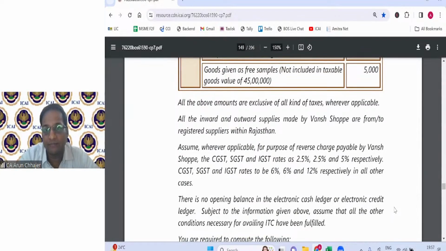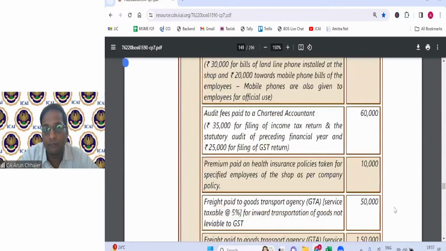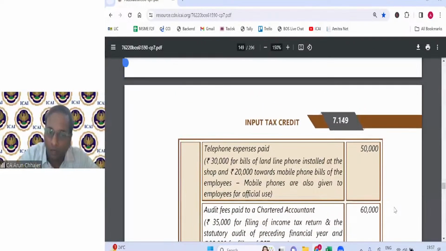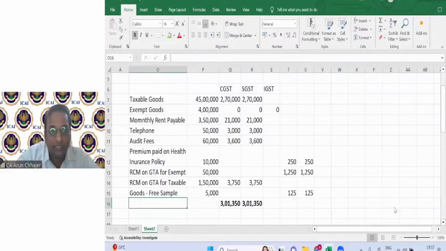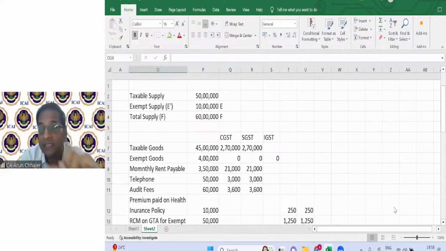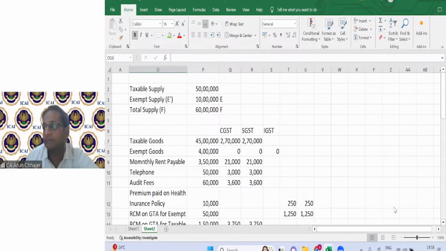Now, that's it. We need to calculate the total ITC, out of which we will remove T1, T2, and T3, and then we come to C2, the common ITC, and on the common we will apply the formula of exempt divided by taxable. Okay. So now we need to calculate the T.